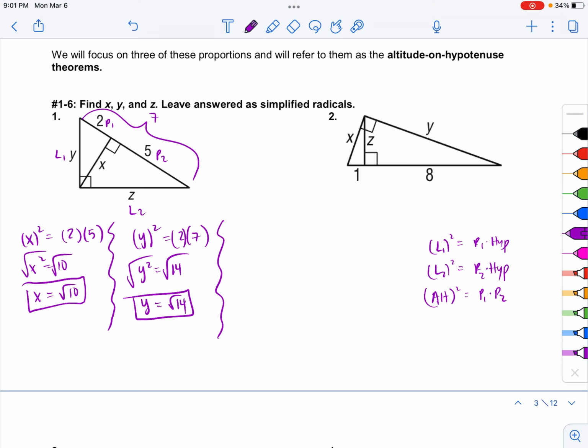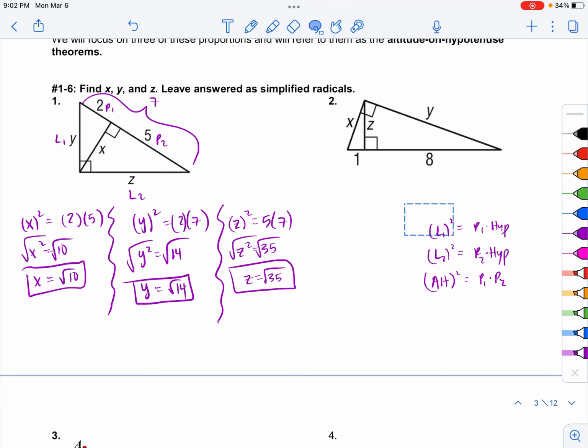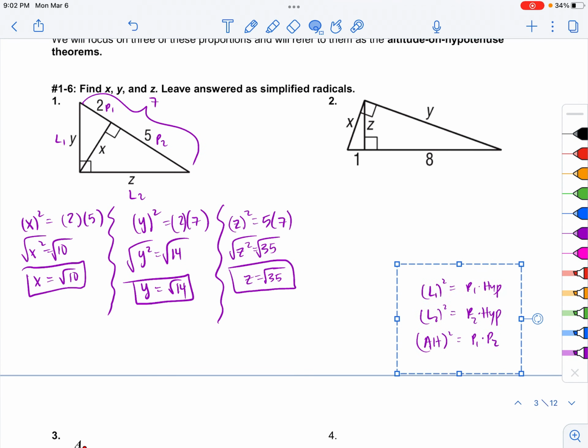Last one is z, and z is leg 2. We have the part, we have the hypotenuse, and we could proceed as follows. Z squared is equal to part 2 times the hypotenuse. We get z squared is equal to 35, root both sides, and z is equal to root 35. It doesn't break down, we keep it as it is. Pretty easy, pretty straightforward problem. And let's move on to number 2.